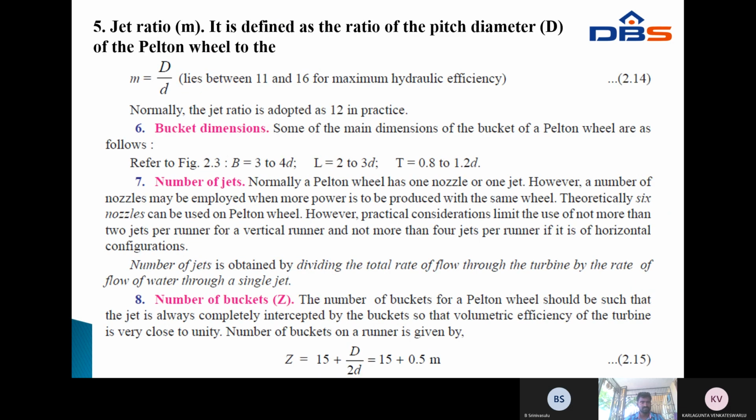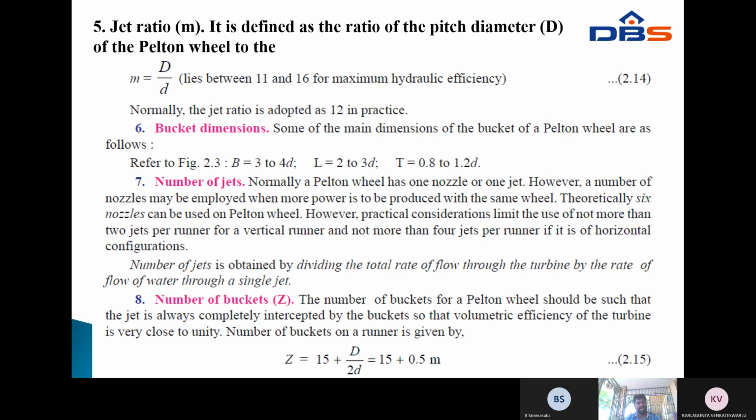Next, the jet ratio. It is defined as the ratio of the pitch diameter to the jet diameter, that is equal to capital D by small d. Next, bucket dimensions. Width equal to 3 to 4d, length L equal to 2 to 3d, and depth T equal to 0.8 to 1.2d.